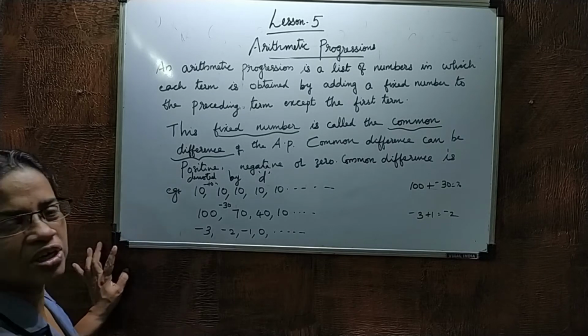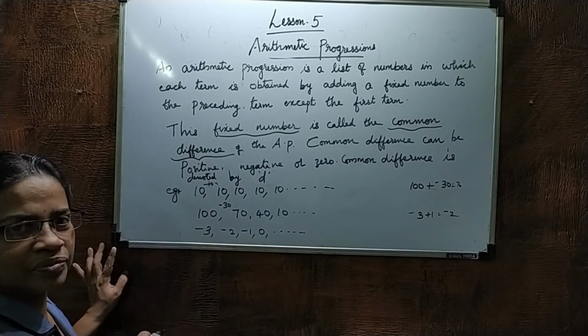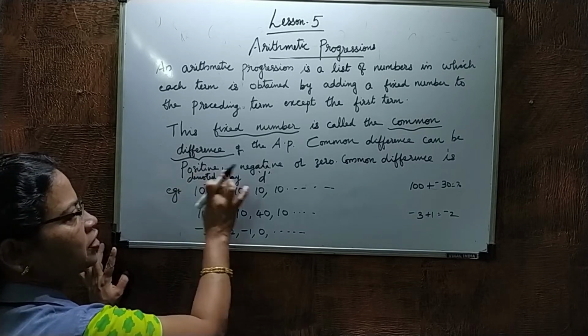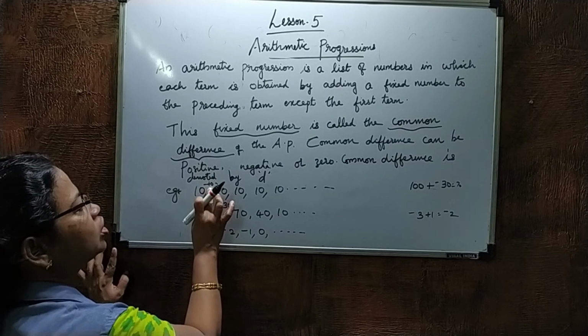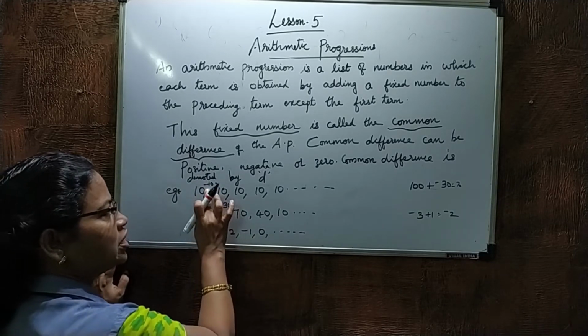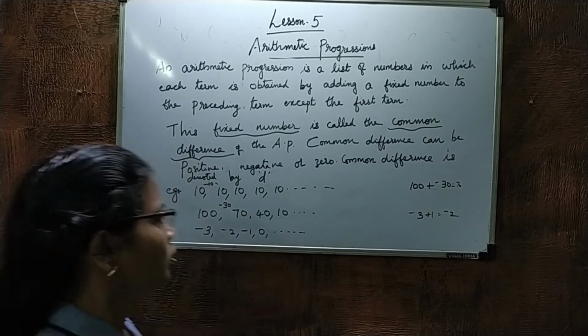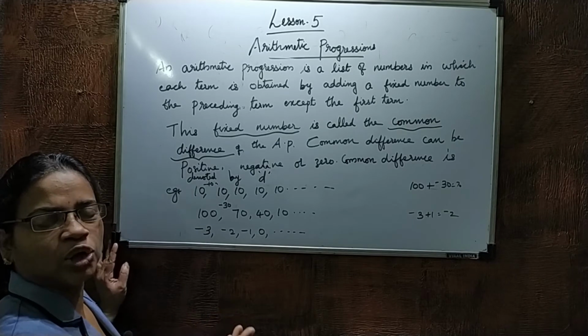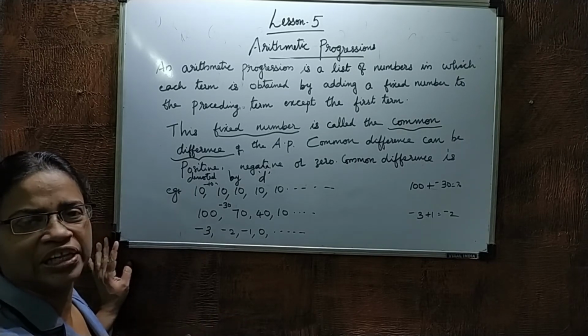So, what is the common difference? Now, look, this fixed number, they told you it may be positive or negative or 0. In this one, look, the common difference is 0. When you add the preceding term with 0, you will get the succeeding term. So, how will you get the next term? You have to add the common difference with the preceding term. You will get the next term.